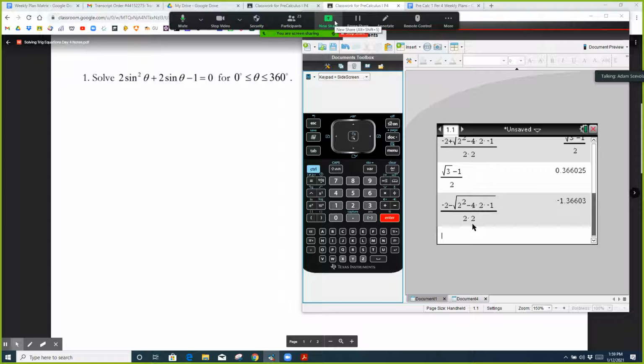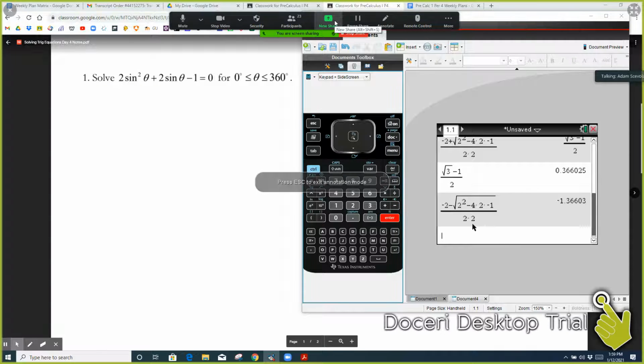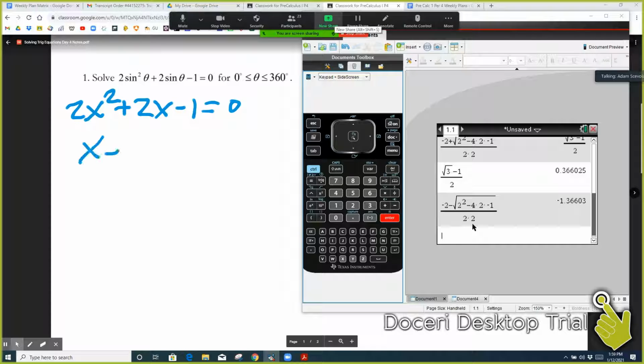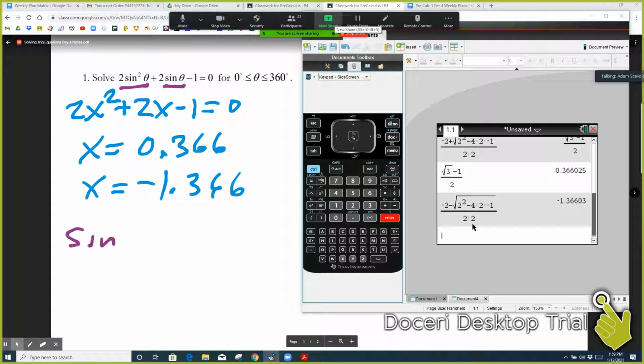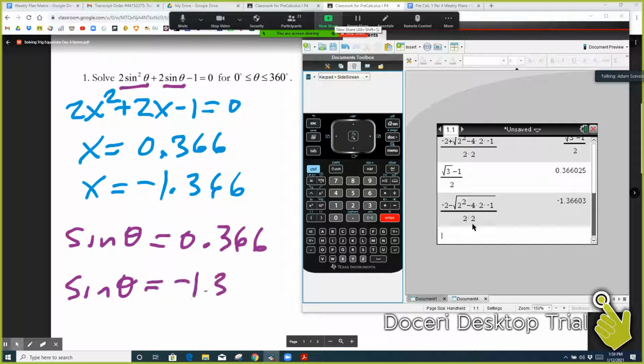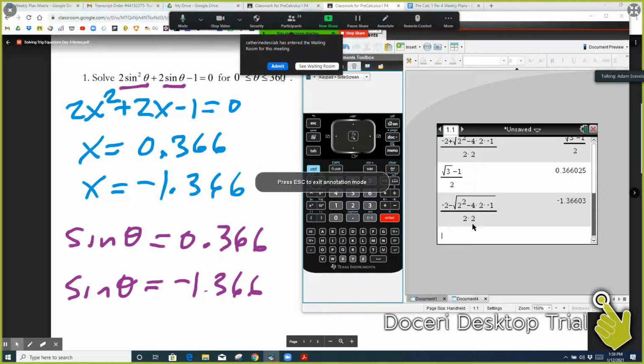Anyway, so we just solved 2x squared plus 2x minus 1 equals 0. And we got x can be 0.366 or x could be negative 1.366. Okay, now our original equation had, instead of having x, the sine of theta. So now what we have is the sine of theta could be 0.366, or the sine of theta could be negative 1.366.